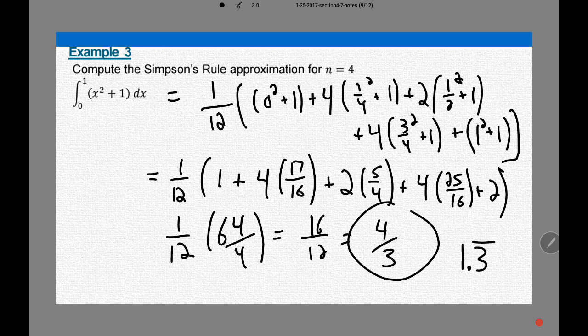Now, I'll show you in class how to use a little calculator for the next couple problems so that you don't have to do all this for n equals 10, 20, 40, 50, a big number.